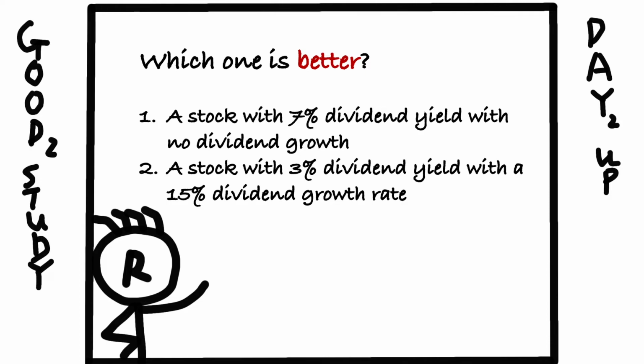So which one's better? Number one, a stock with 7% dividend yield but with no dividend growth. And second, a stock with 3% dividend yield but with a 15% dividend growth rate. Well, in my opinion, this is an easy question. I would definitely pick number 2. Even though right now this stock may be paying less dividend, its dividends are growing at 15% annually, which tells me the company's earnings are also growing around 15% annually. And the other stock, even though it's paying a 7% dividend yield, has no growth.